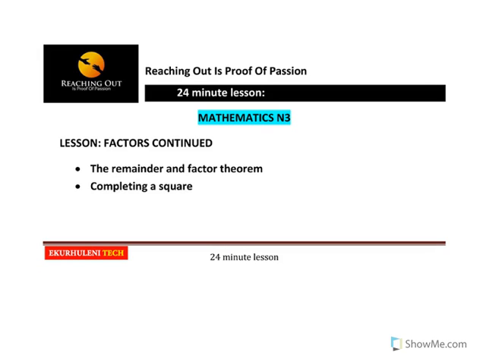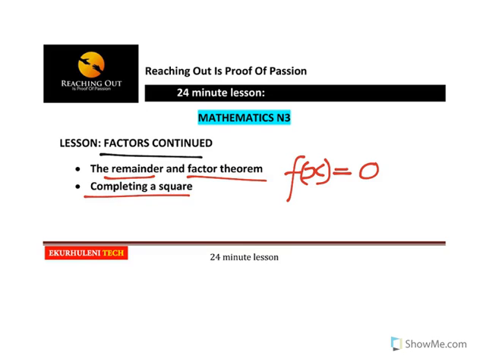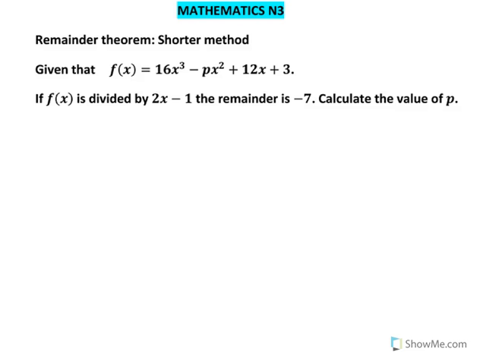This lesson is a continuation on factors, and we are continuing with the remainder and factor theorem. In the previous lesson, we looked at the factor theorem and we said if it is a factor, you must always equate f of x to be equal to 0. And if it does not give you a 0, it means it's a remainder. That is the remainder theorem. Now let us continue with the previous example that we're doing, and after we've done that, we will go on to look at completing the square.